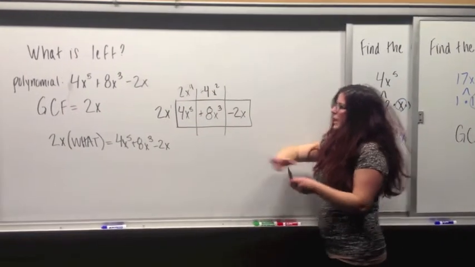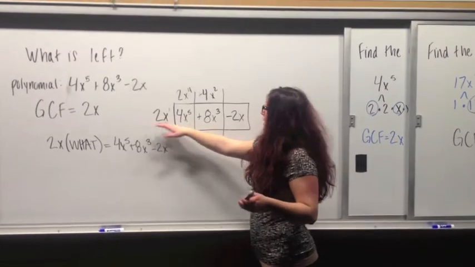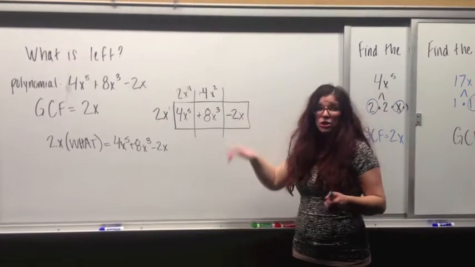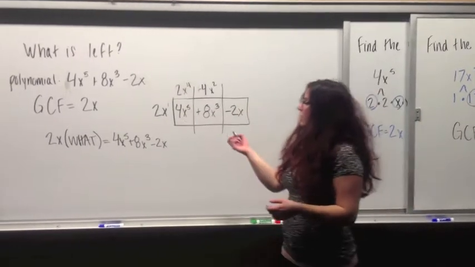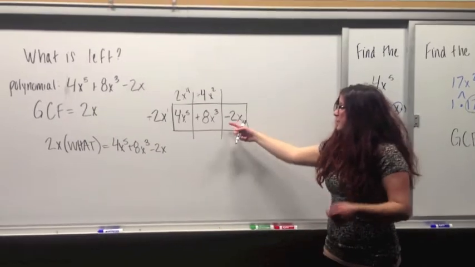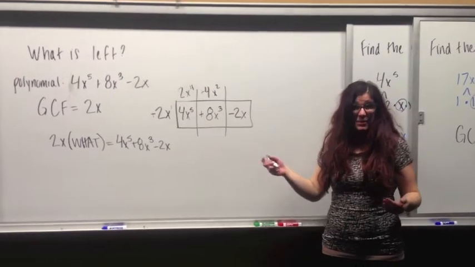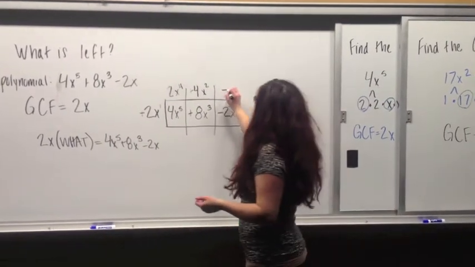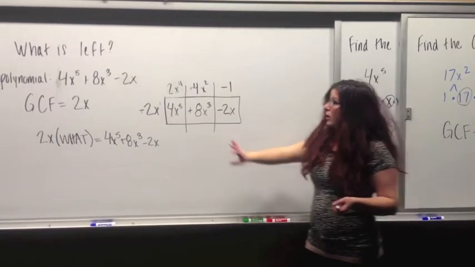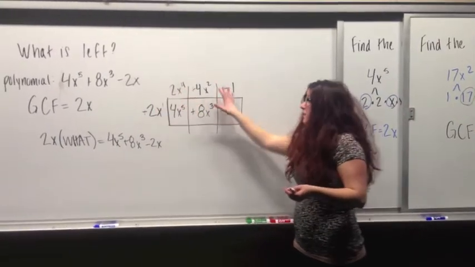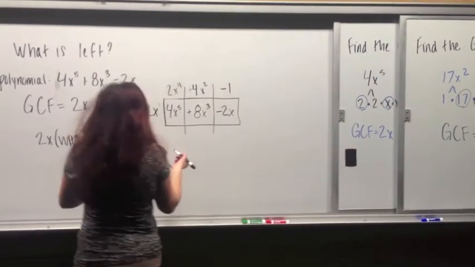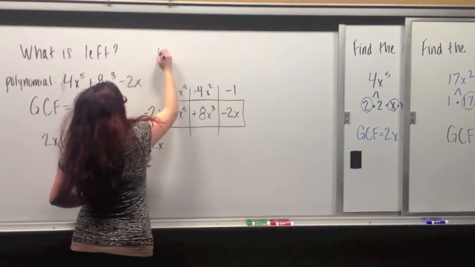Moving on to my third one, I have a 2x here and a negative 2x inside of my box. So what's missing? The difference is that this one is positive and this one is negative. So how do I get that to be a negative? Well, I just multiply it by a negative 1. And going through again, we can check every single box to figure it out. That, our final answer, I'll write it up here.